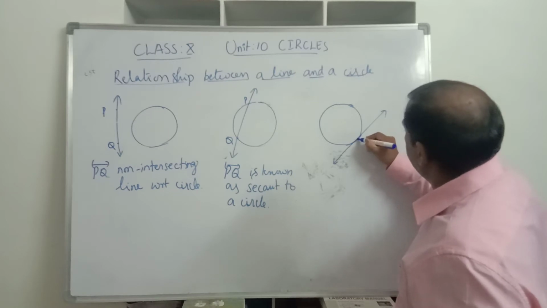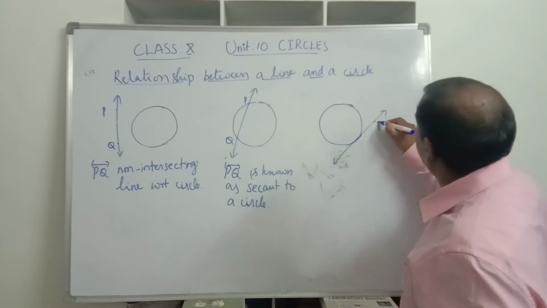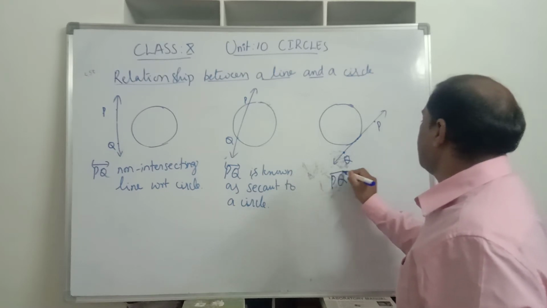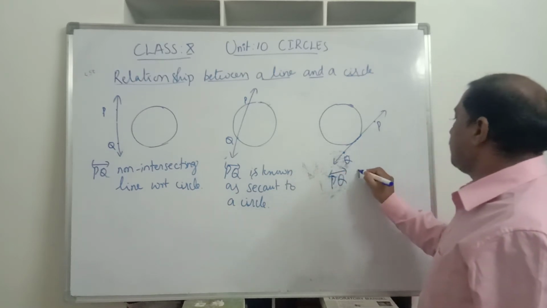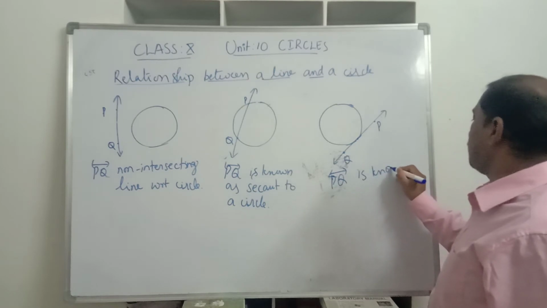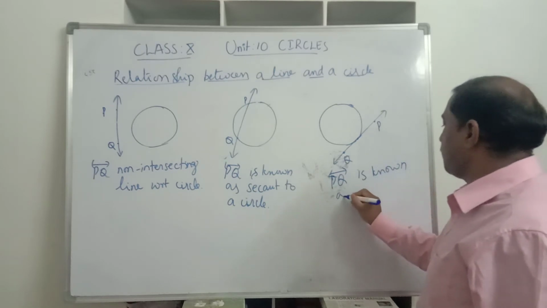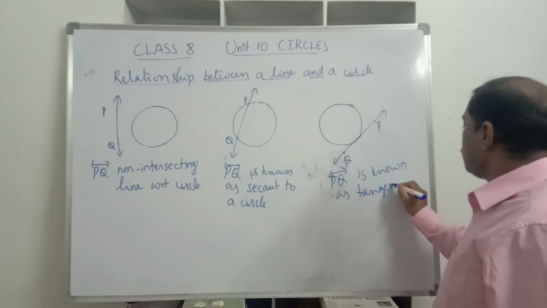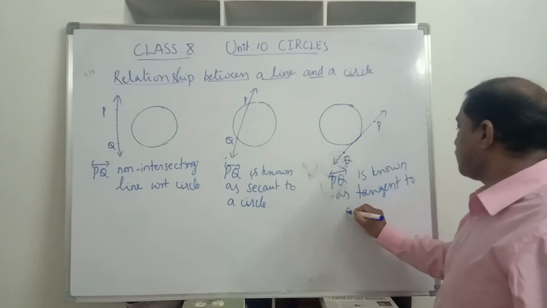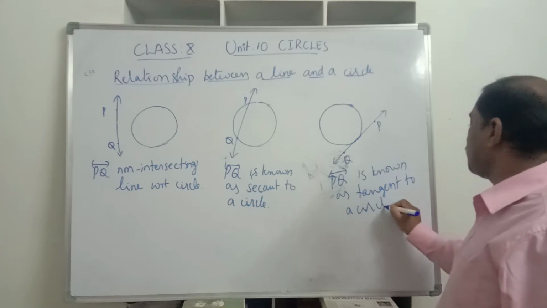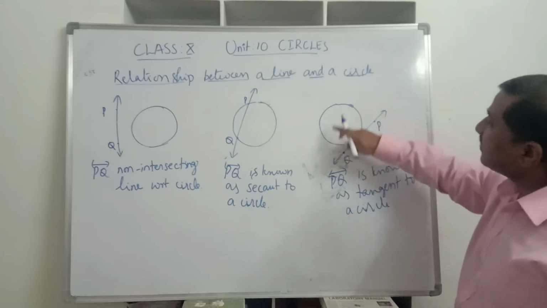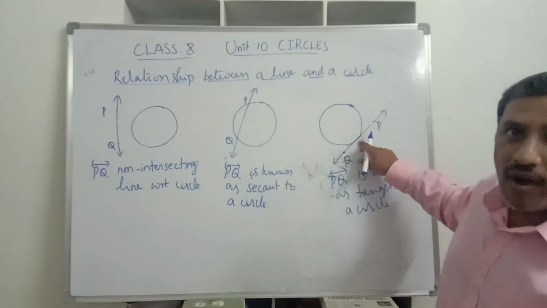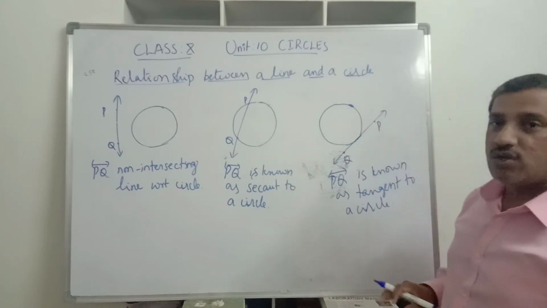So this point, it is intersecting at only one point, here the PQ. So line PQ is intersecting the circle at only one point, and this line PQ is known as, what we are discussing from this chapter, tangent to a circle. Now what is tangent to a circle? The line which touches the circle at only one point is known as a tangent to a circle.